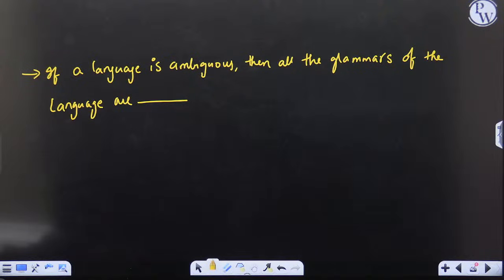Right? If a language is ambiguous, then all the grammars of the language are dash.